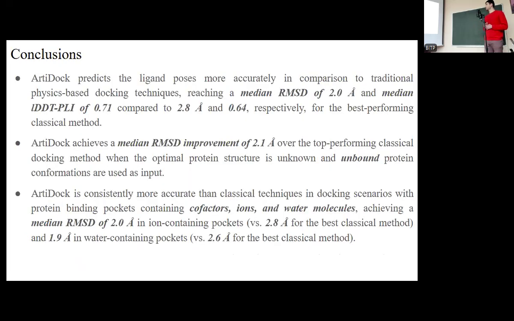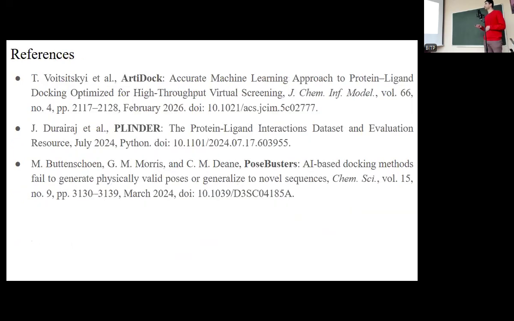In conclusion, the machine learning-based tool RTDock predicts ligand poses more accurately compared to classical docking tools. It achieves top performance when optimal protein structure is unknown, and we use ligand-unbound protein conformation. And it is also more accurate than classical techniques in scenarios when the protein binding pocket contains heteroatoms such as cofactors, ions, and water molecules.